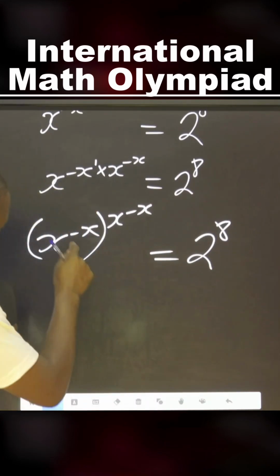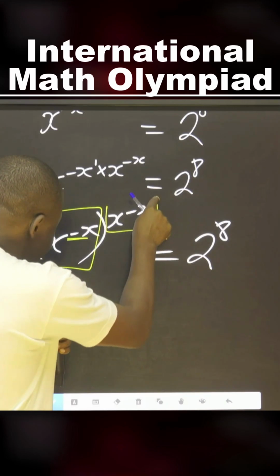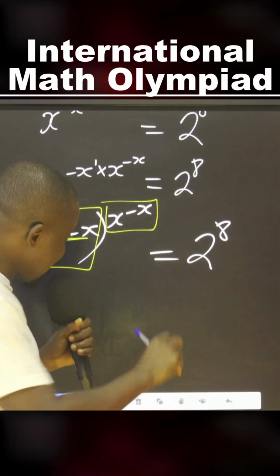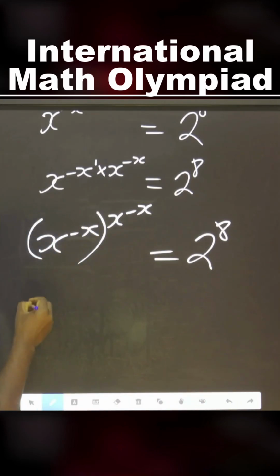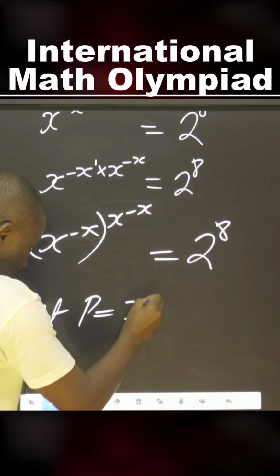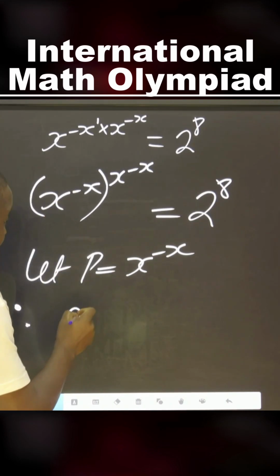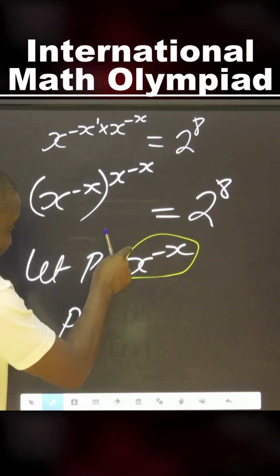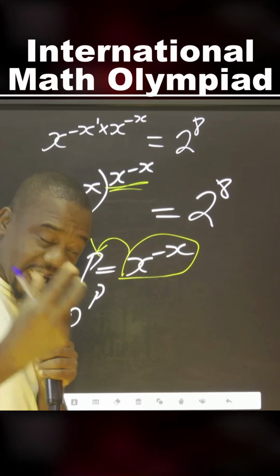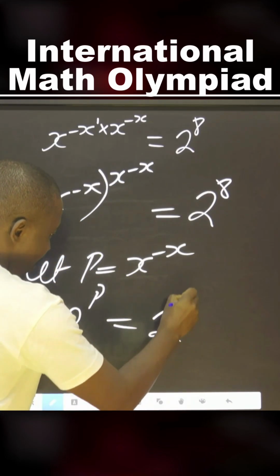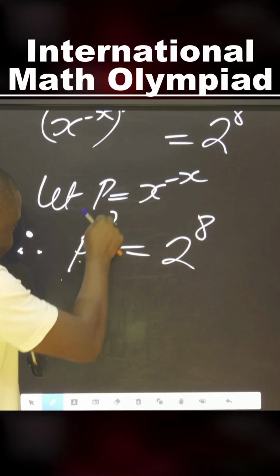There's a pattern now. So you can see this: x raised to power minus x. This too is x raised to power minus x. It is just that this is the index of this. So just to see the picture, say let P be equals to x raised to power minus x. Therefore, we can do now P raised to power P, because this one now is not our P. So this is P, this is P. Just for you to see it clearer, we are doing this, okay? Equals to 2 raised to power 8. Now, there's similarity between the base and the power.